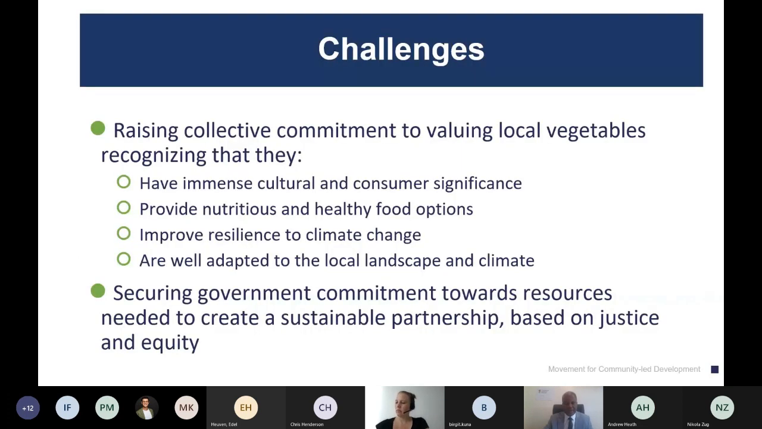Let's see the challenges ahead. First, raising collective commitment to valuing local vegetables, recognizing that they have immense cultural and consumer significance. They provide nutritious and healthy food options. They improve resilience to climate change, and they are well adapted to the local landscape and climate. The second is securing government commitment towards the resources needed to create sustainable partnership based on justice and equity.